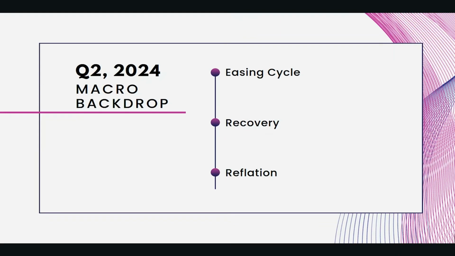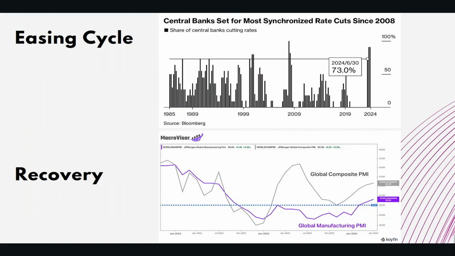Thank you. So the global macro backdrop for this quarter is characterized by the global easing cycle, business activity recovery, and the reflation trade, or rather reacceleration of inflation. So what we're seeing is countries have now reached peak rates, with the exception of a few, of course, and rate hikes are largely behind us. So as you can see, 73% of the world is looking at rate cuts by the end of this quarter.